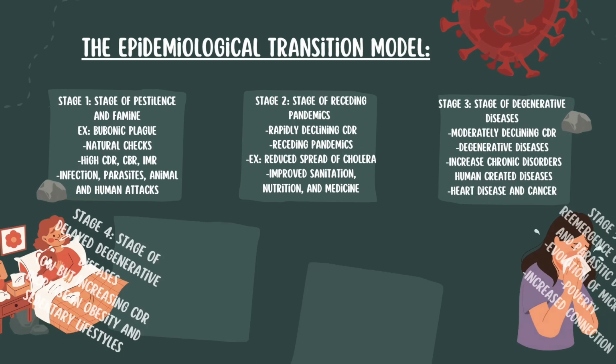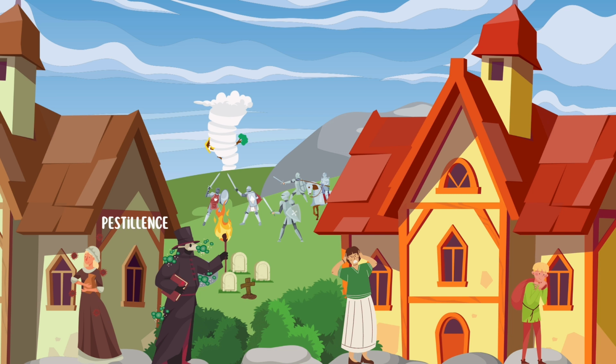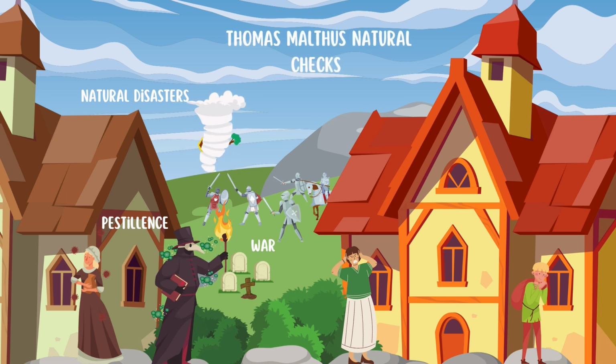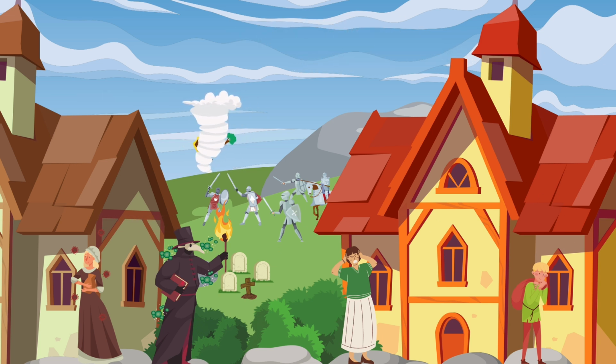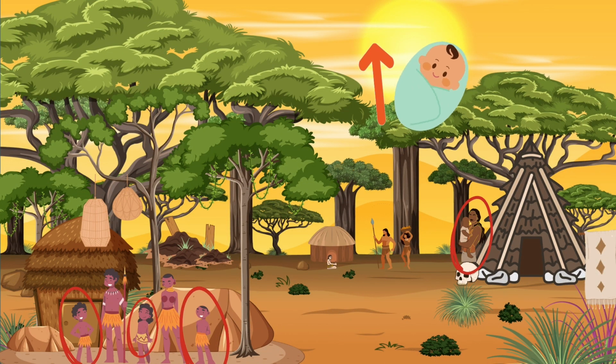The first stage of the ETM is the age of pestilence and famine, and is characterized by high or fluctuating mortality rates due to widespread famines, war, poor living conditions, and infectious diseases like the bubonic plague. Taking place in the 1300s to the 1900s, Thomas Malthus called these events natural checks. In this stage, there is also high crude birth rate because in poor living conditions, women had more children to increase the likelihood of a child surviving.